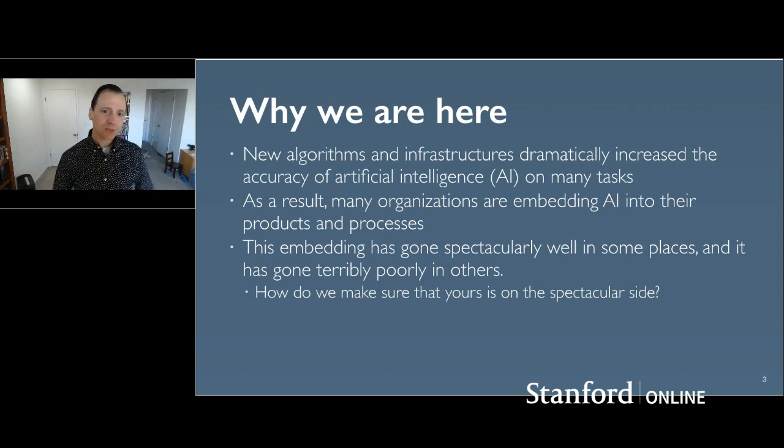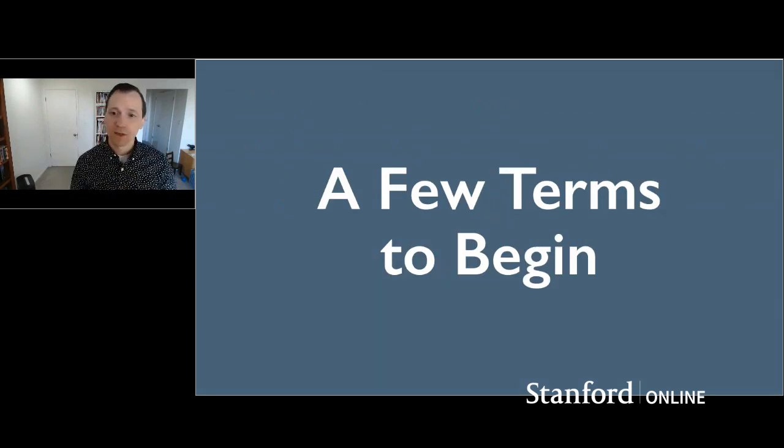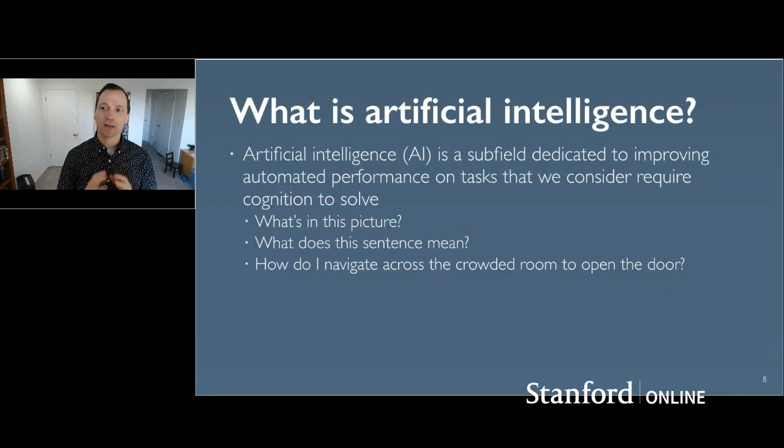So I'm going to start with a few terms, okay? When I talk about artificial intelligence, we're talking about a subfield of computer science that's trying to automate performance on tasks that we would normally consider to require cognition of some sort to solve. We usually think of cognition as residing within our brains, but there's a long philosophical debate we're going to elide here. So when we talk about AI, we're talking about computers being able to do things like, say, what's in this picture? What does this sentence mean? How do I get across this room in order to open the door as a robot, and so on?